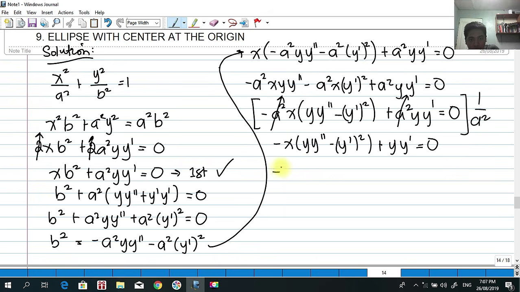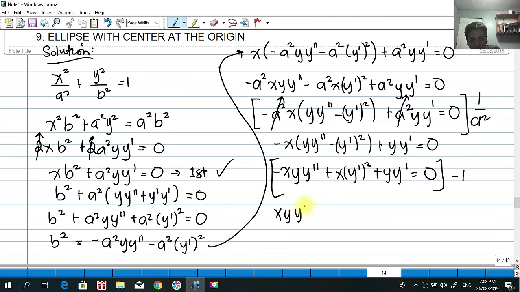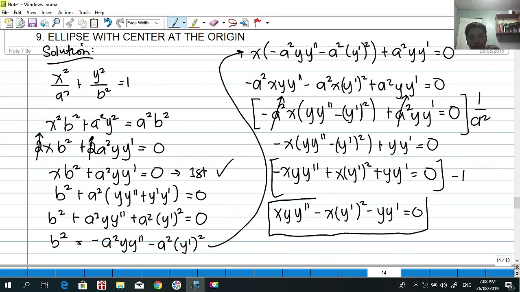So we have to simplify. That's the final step. Okay? Plus y y prime is equal to 0. And we can multiply this by negative 1. Okay? So what will happen? We have the answer x y y double prime minus x y prime squared minus y y prime is equal to 0. So this is our differential equation of the family of curves of an ellipse with the center at the origin.